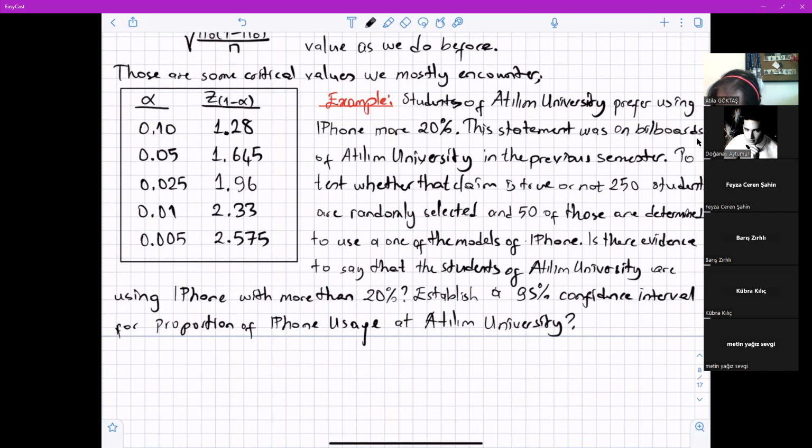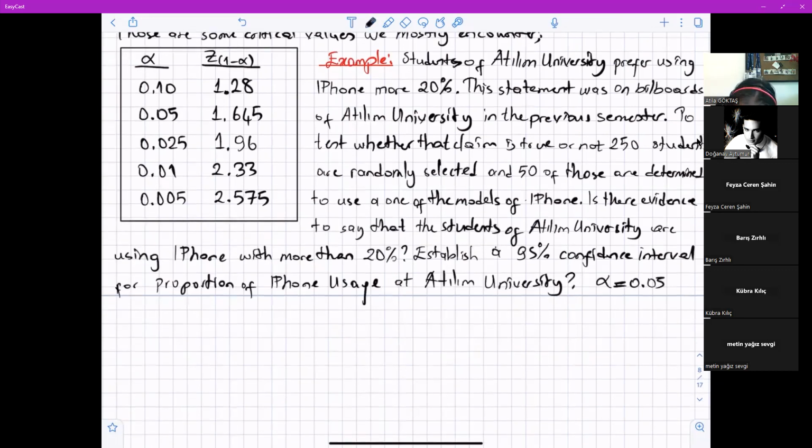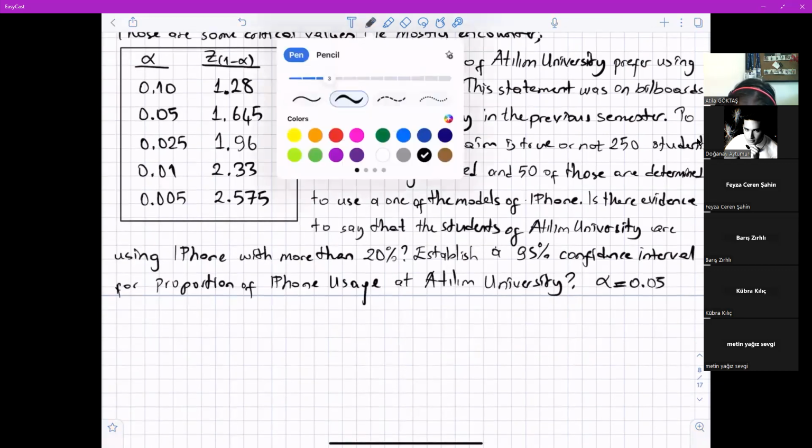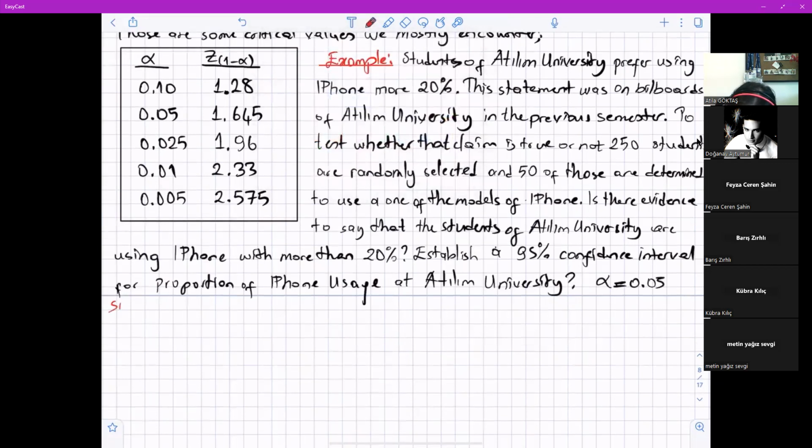Okay, I realize that I haven't given you the alpha level of significance in this example, but you may consider its alpha is 0.05. So if you can't see any alpha level within the exercise, within an example, just consider the universal one, which is 0.05 level of significance. So let me start the solution.